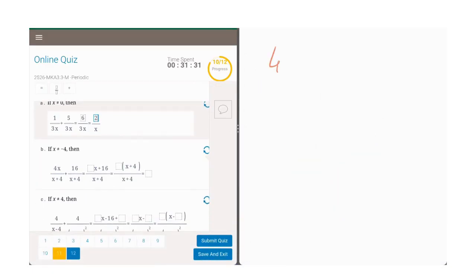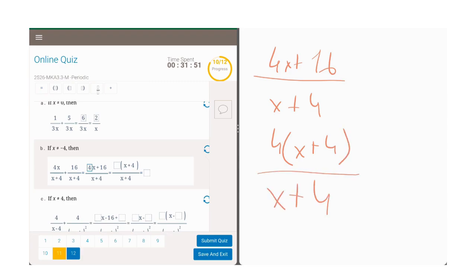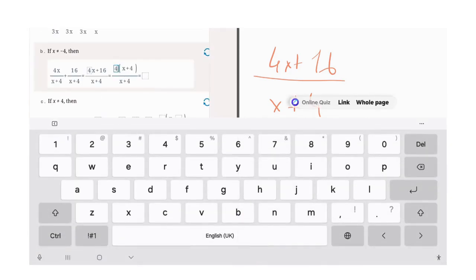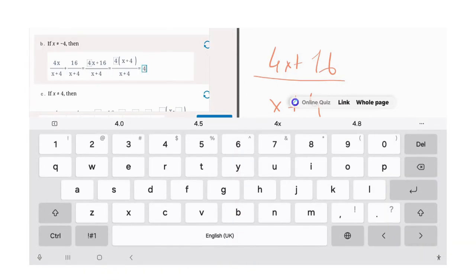Second part, we have 4x plus 16 over x plus 4. Since it has the same denominator, I can fill in this blank immediately. We can factor and take the 4 out of the numerator, so 4 into x plus 4, because we divide everything by 4, all over x plus 4. We can fill in the blank as well. Then cancel out x plus 4 and x plus 4, and we'll be left with just 4.